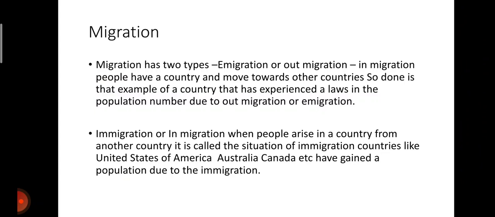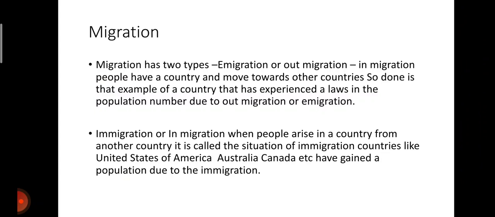We can see here migration has two types. First is emigration, which is known as out-migration. In this type of migration, people leave a country and move to other countries. Sudan is an example of a country that has experienced a decrease in population density due to emigration. Immigration is known as in-migration.